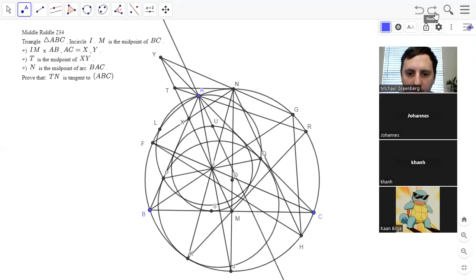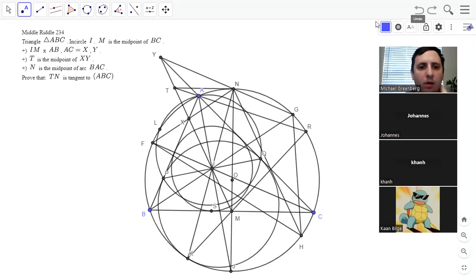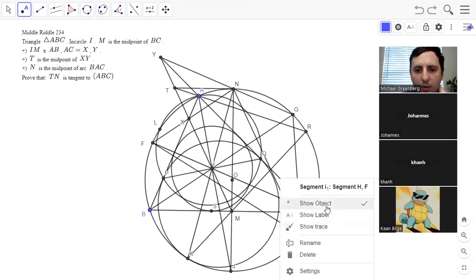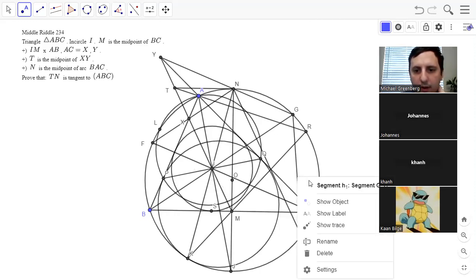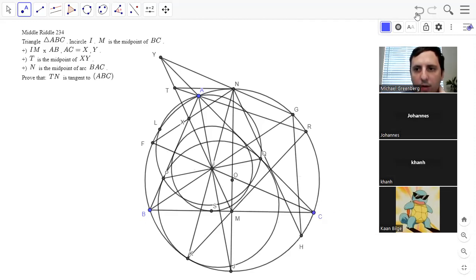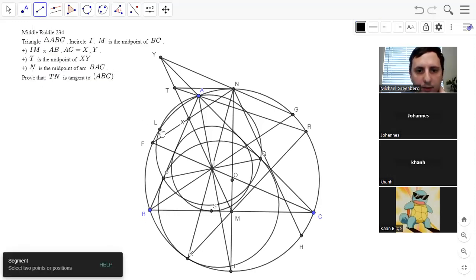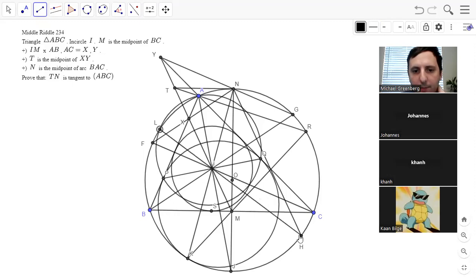So do you think you've solved it? Yeah, the LIH collinear thing. I think I've proven it. Okay. So I'm going to let LI meet the circle at H, and then I'll prove that NH is parallel to IM. All right. So I'm just going to hide this for a second. So LI intersects at H. And then you're going to show that NH is parallel to IM.